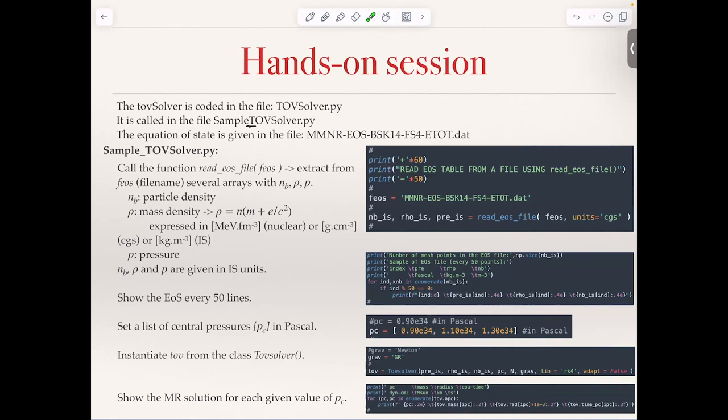Then you take Runge-Kutta, and the gravity here is important because you can choose, for instance, general relativity, but you can also turn to Newton if you want to solve the Newtonian system. So this would be one of the exercises. And finally, you get the result.